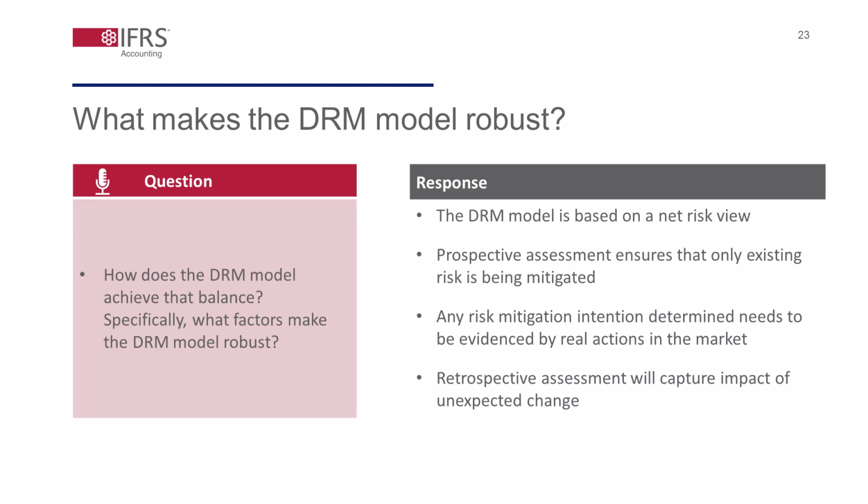Thirdly, although the DRM model allows the entity to choose the risk mitigation intention freely at the beginning of each DRM assessment period, it also requires such intention to be evidenced by some real actions taken in the market, such as trading an external derivative. This helps to ensure the risk mitigation intention cannot be artificially set purely for accounting purposes to achieve specific accounting outcomes. In addition, the introduction of the retrospective assessment also ensures that the effects of unexpected changes would be captured when they cause breaches. These are important since the DRM model allows the inclusion of expected cash flows.